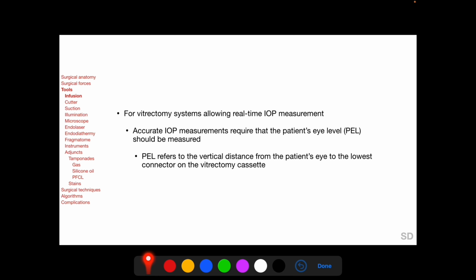This tissue displacement can be minimized by measures decreasing flow through the port, such as high cutting speed, smaller gauge cutters, and low suction force. This photograph shows smaller gauge cutters called 23G, 25G, and 27G, and this diagram shows the diameters of the tips of the smaller gauge cutters in comparison to the conventional 20 gauge cutter. And as higher cutting rates produce less traction on nearby tissues, the cutting port can be positioned closer to the retina with less risk of creating iatrogenic retinal breaks.